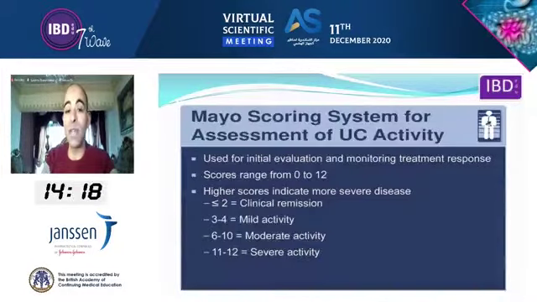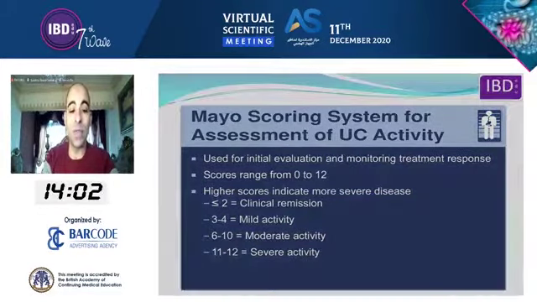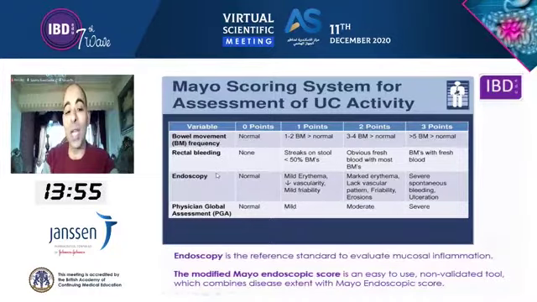Also, we have the Mayo scoring system for assessment of activity and for monitoring treatment response. Scores range from 0 to 12. We have less than 2 clinical remission, from 3 to 4 mild activity, from 6 to 10 moderate, from 11 to 12 severe activity. In the Mayo score, we depend on bowel frequency, rectal bleeding, and also what's called the endoscopic subscore for assessment of endoscopic activity.